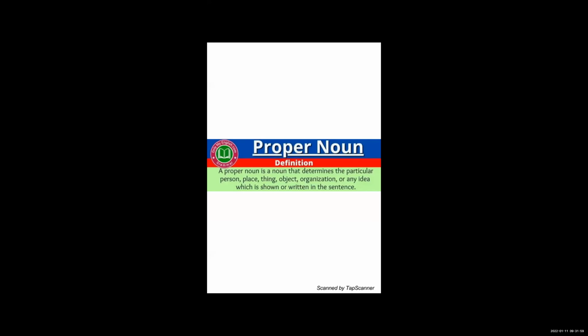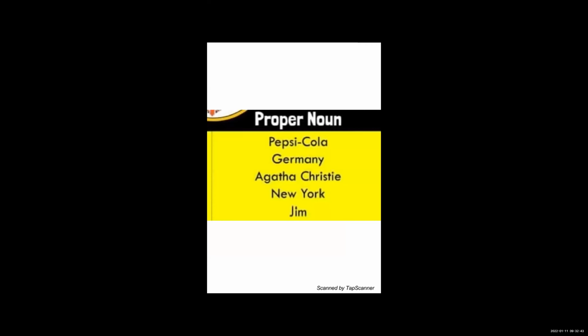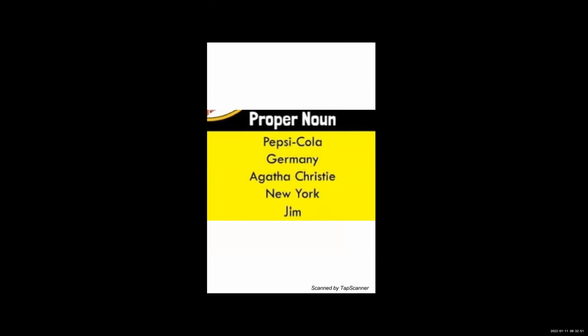Proper noun. A proper noun is a noun that names a particular person, place, animal, object, organization or any idea which is shown or written in the sentence. Proper nouns: Pepsi Cola, Germany, New York, Jim.